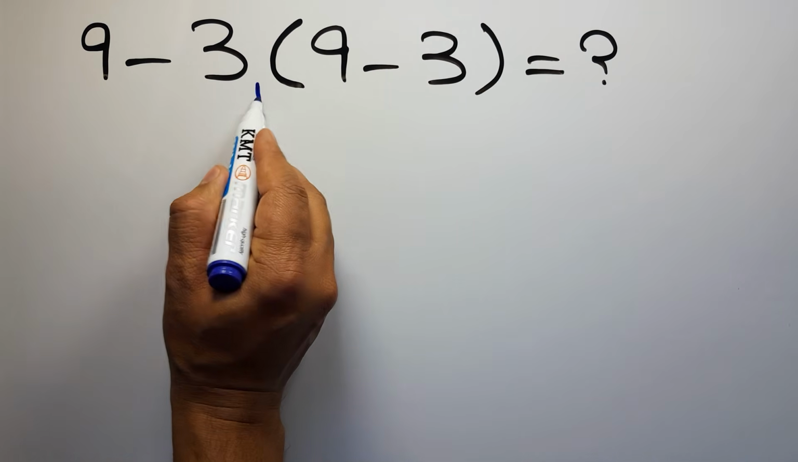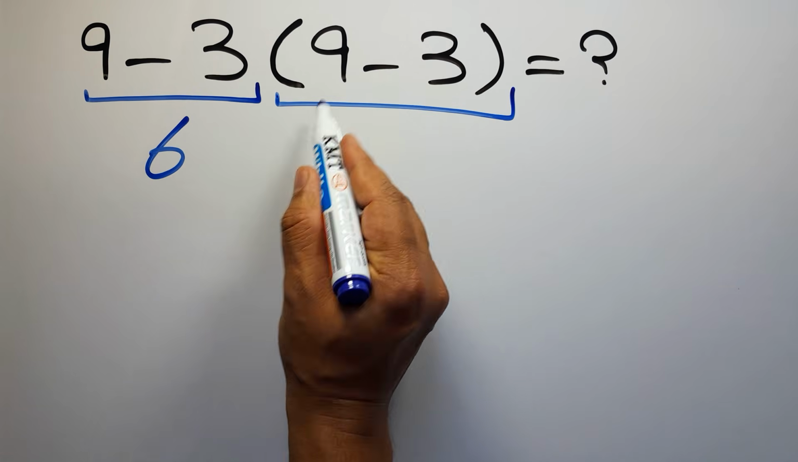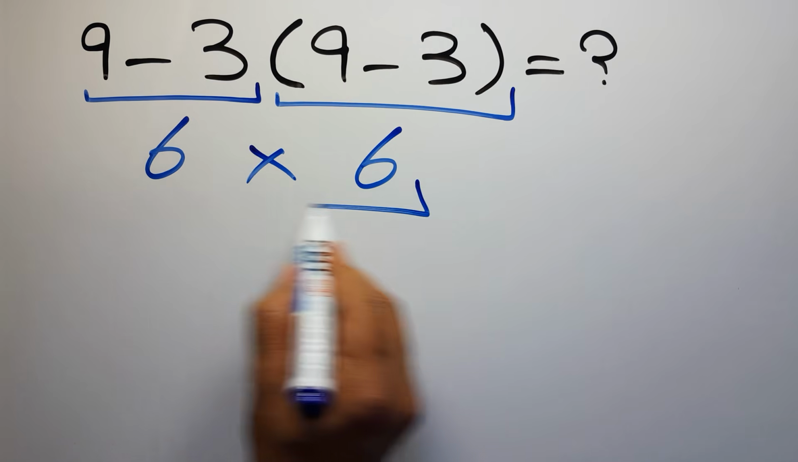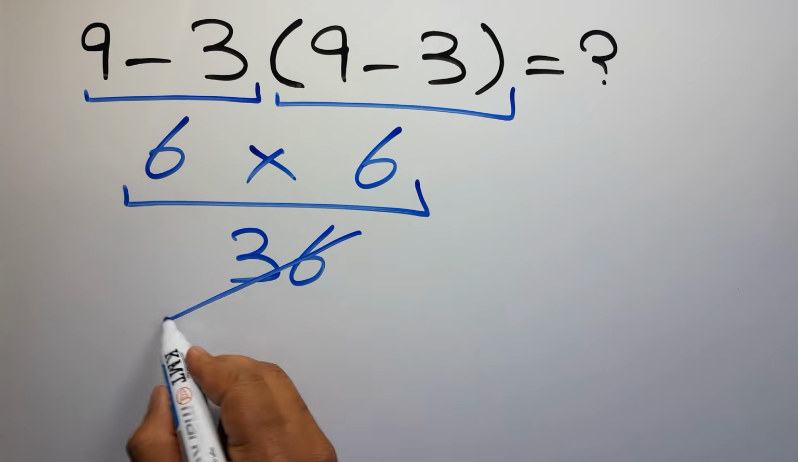9 minus 3 gives us 6. And again here inside this parentheses we have 9 minus 3. So 6 times 6 equals 36. But this answer is not correct.